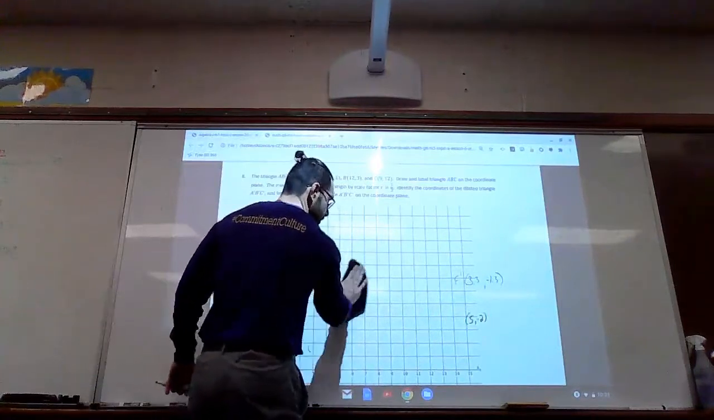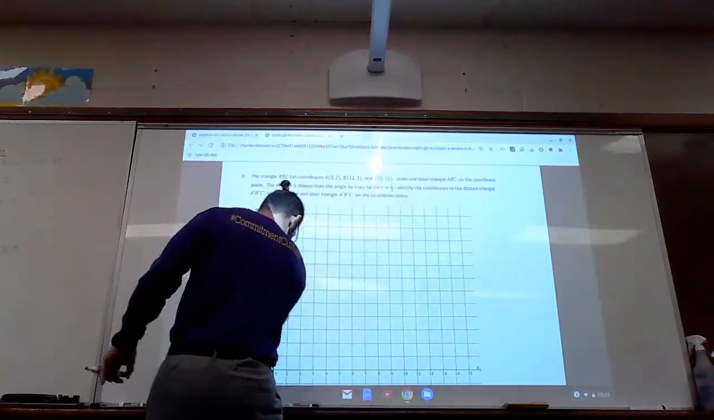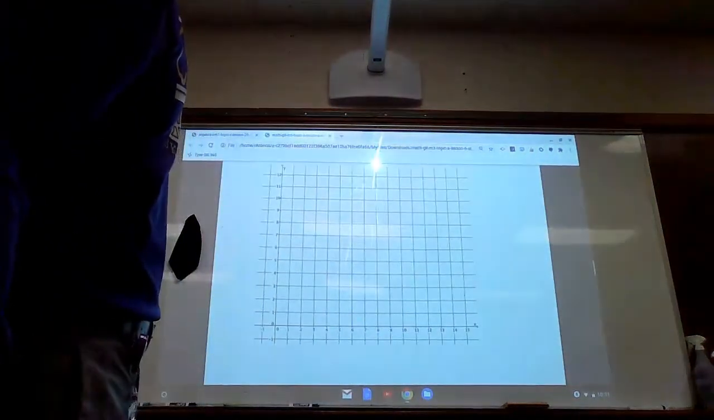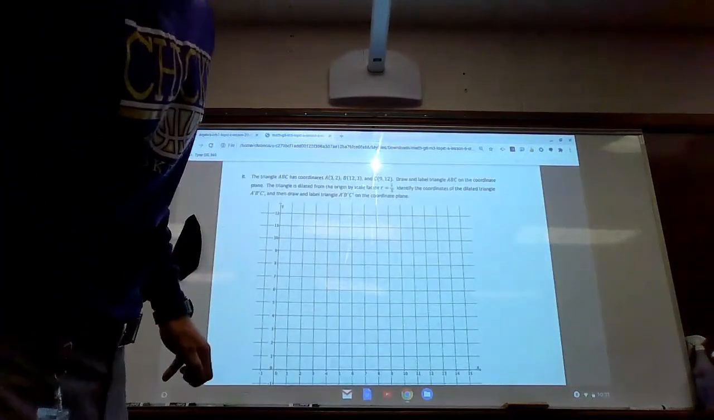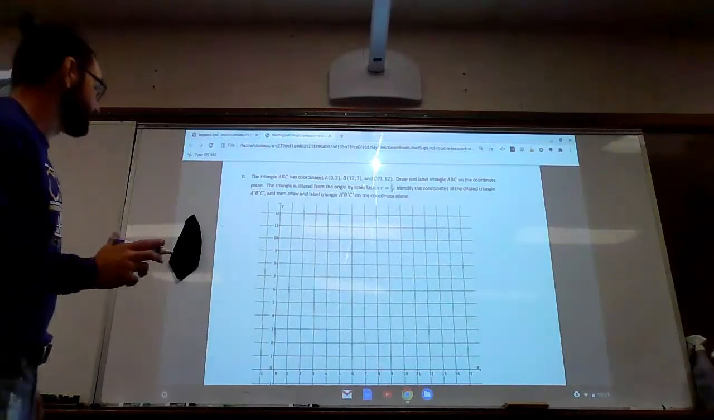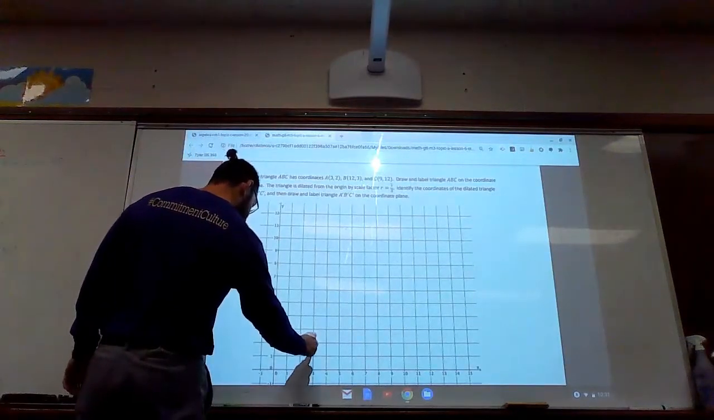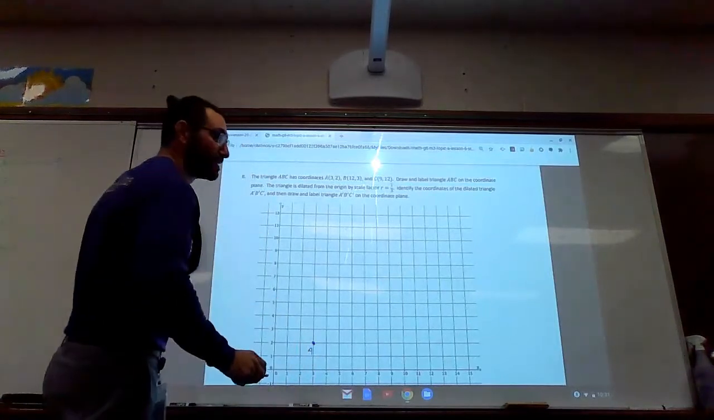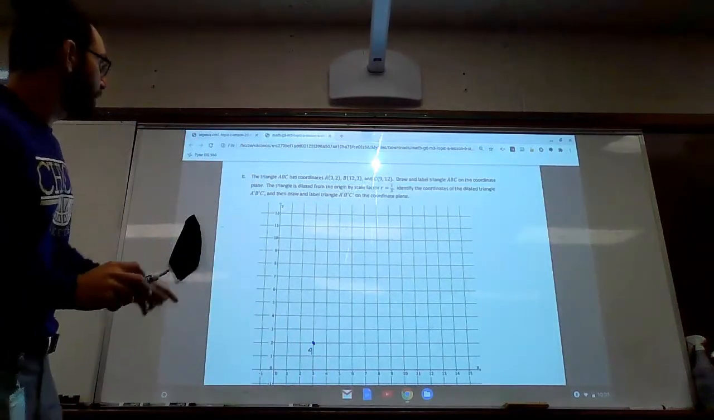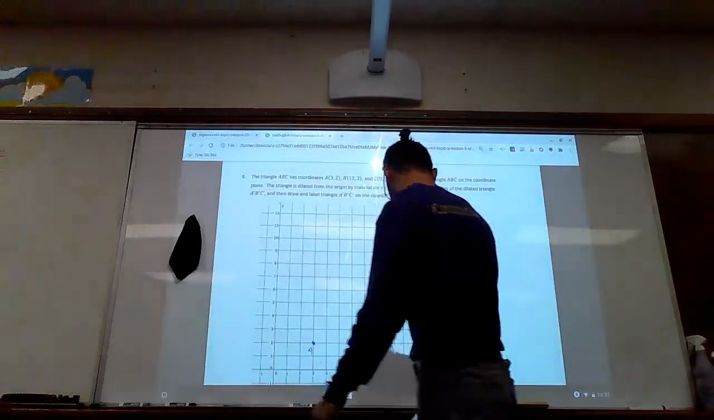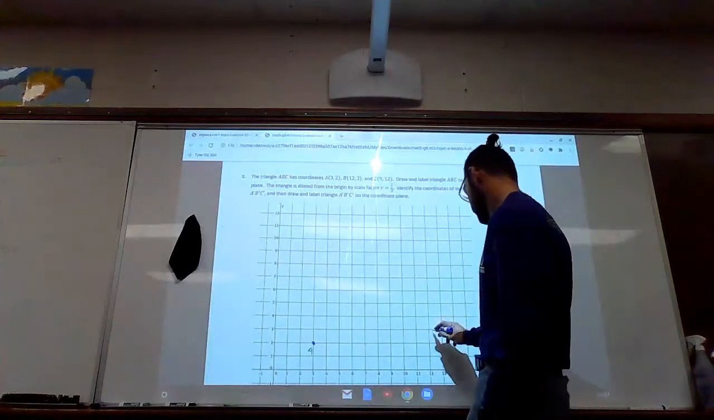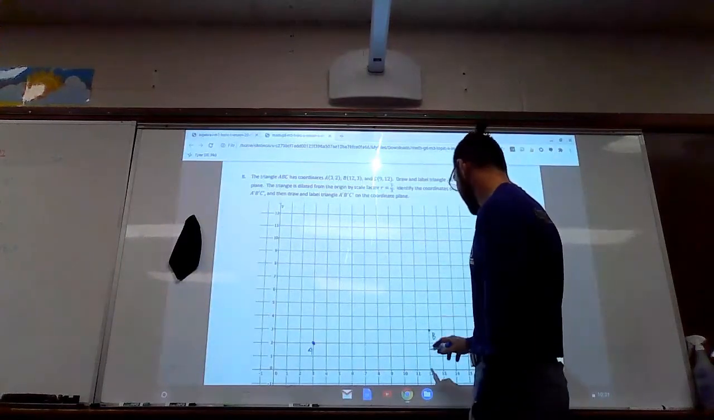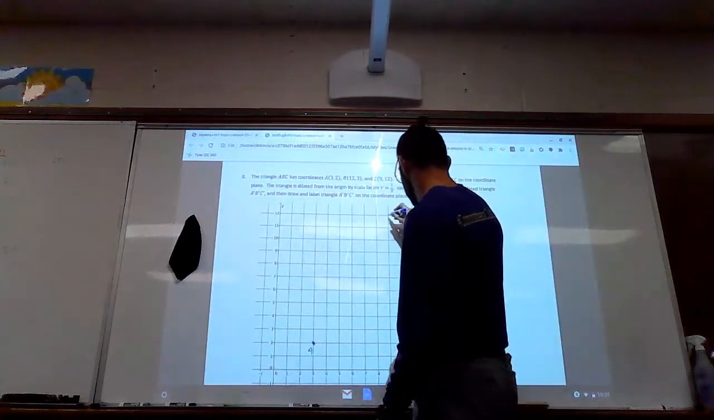Because when we do this, let's see. We have the following. We have to label each individual point. There's A. B is at 12, comma 3. And C is at 9, up 12.